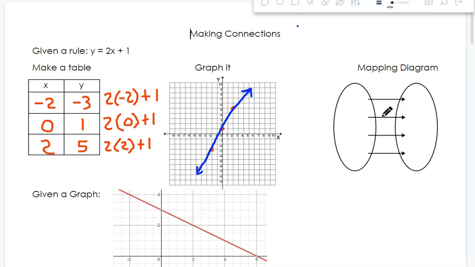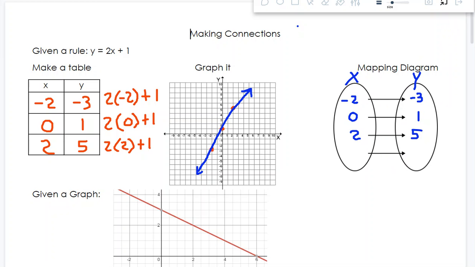All right, this over here is called a mapping. A mapping is basically this table rewritten like this. Our x values are always on the left, and our y values are always on the right. The x values are our input. So we input -2, and we got -3 for our output. Our input was 0, we got 1 for our output. Our input was 2, we got 5 for our output. That's all a mapping is. This arrow just connects your pairs.